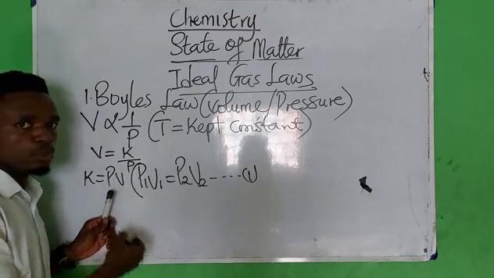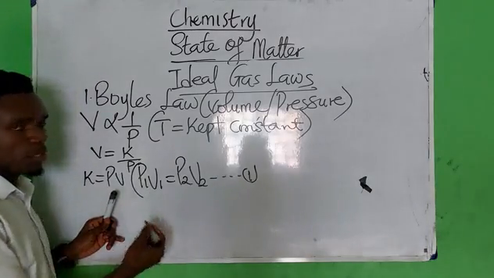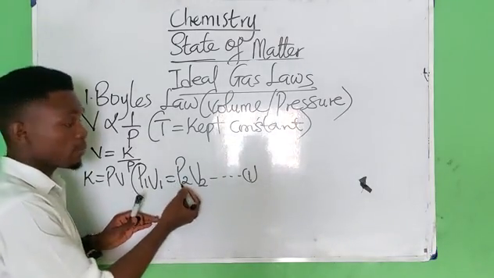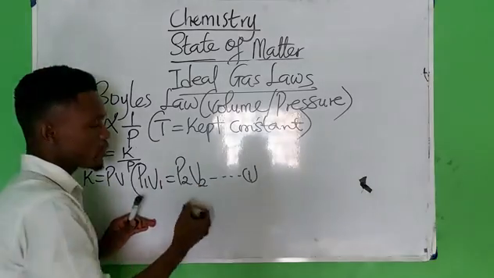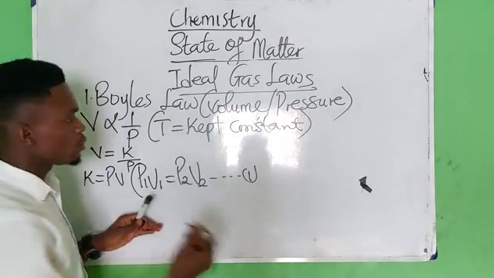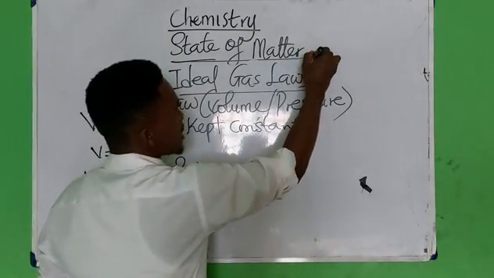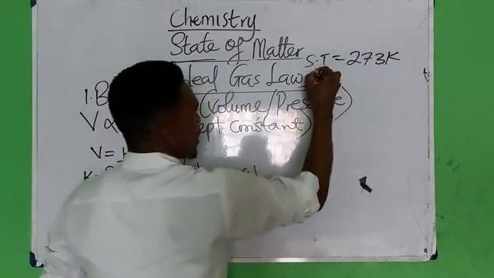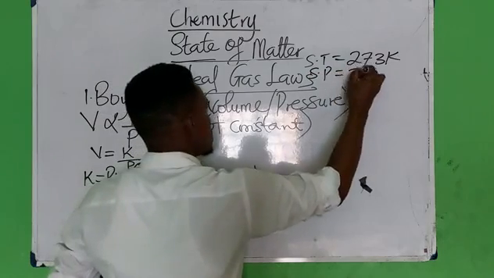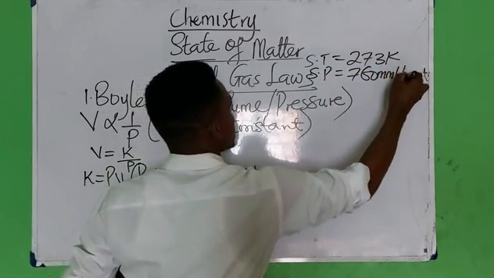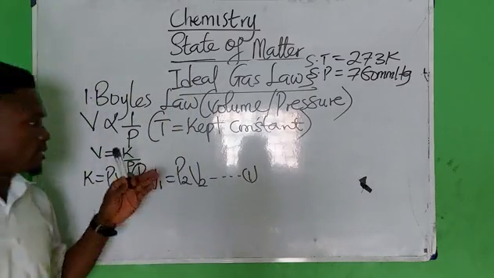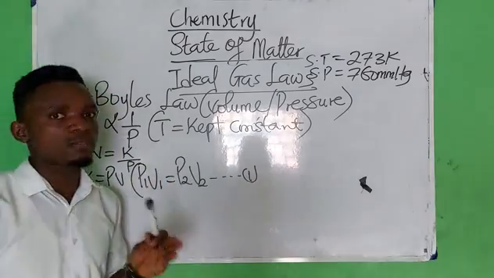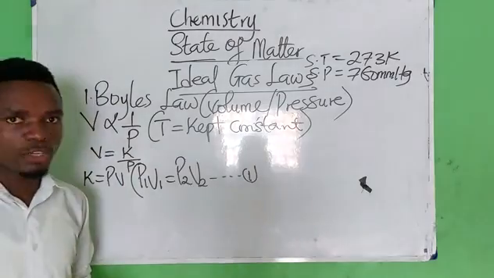P1 stands for initial pressure, V1 stands for initial volume, P2 stands for final pressure, and V2 stands for what? Final volume. So please take note that standard temperature is what? 273 Kelvin, while standard pressure is 760 millimeter mercury. Take note of that.